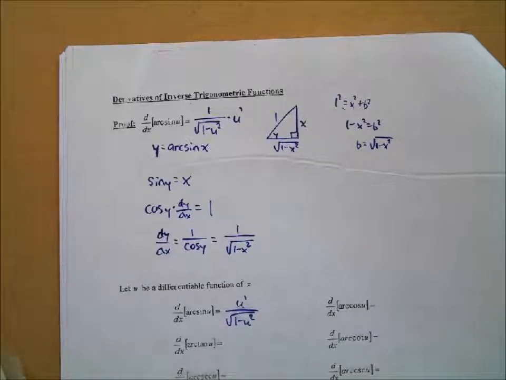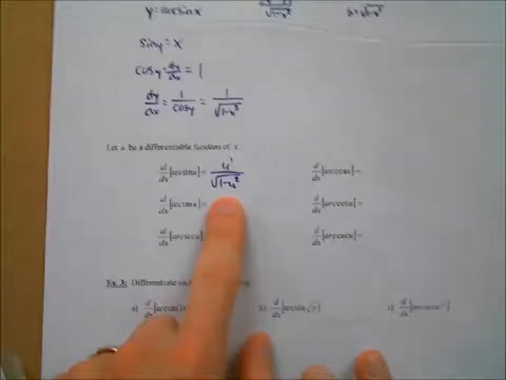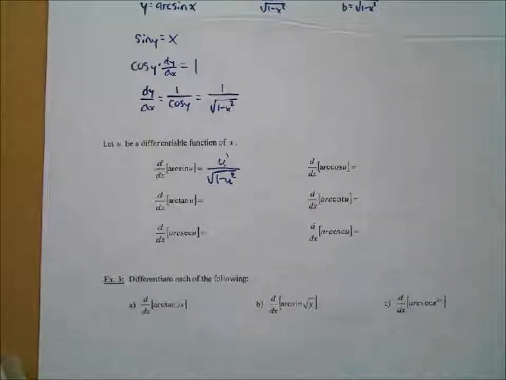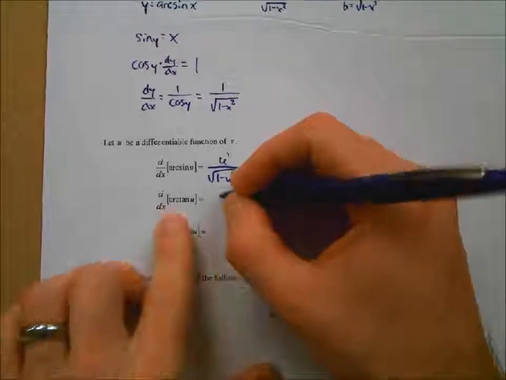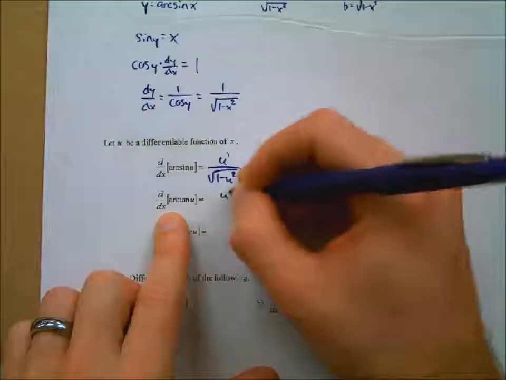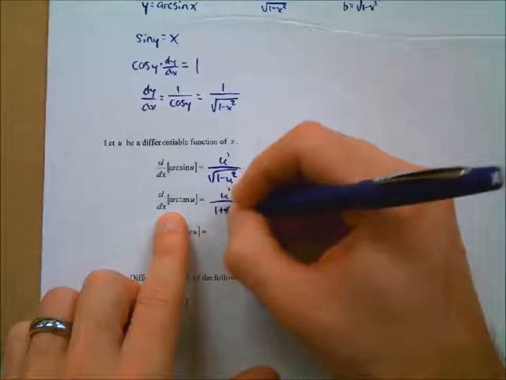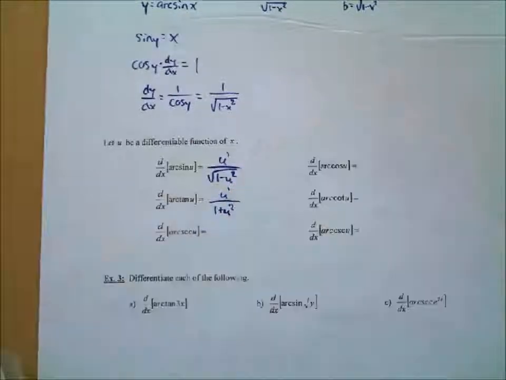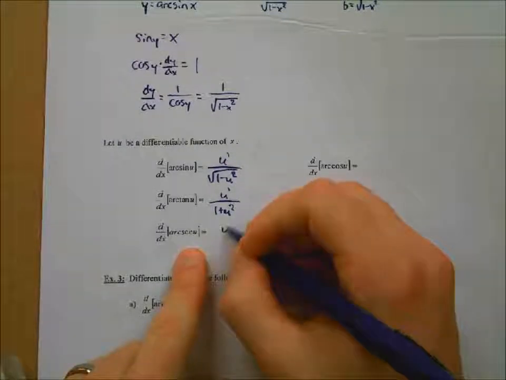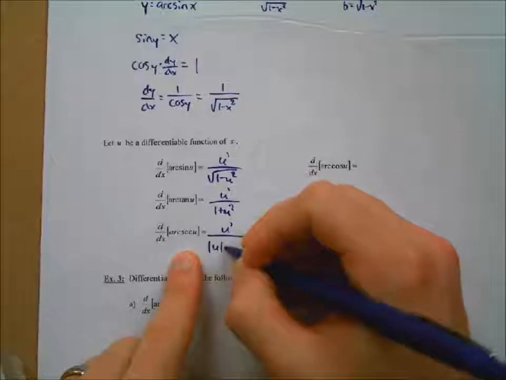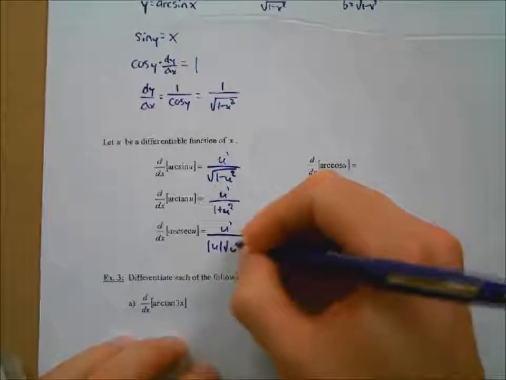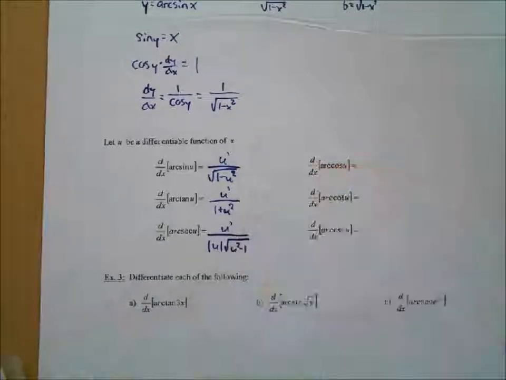So I'll write that down there in our table. I'm not going to prove these other ones, but they're similar but not the same in format here. So the derivative of arctangent is u prime over 1 plus u squared. The arcsecant is u prime over the absolute value of u times the square root of u squared minus 1.